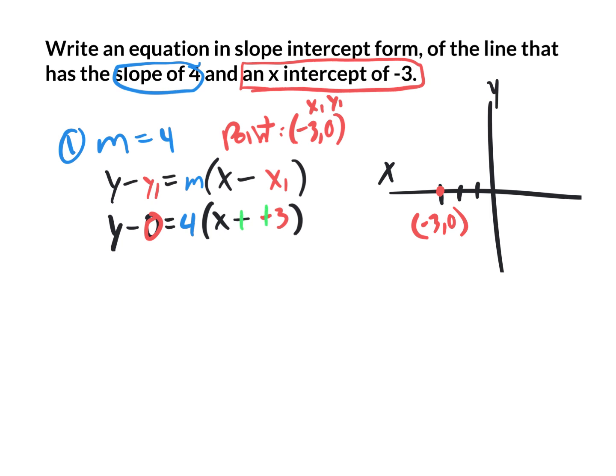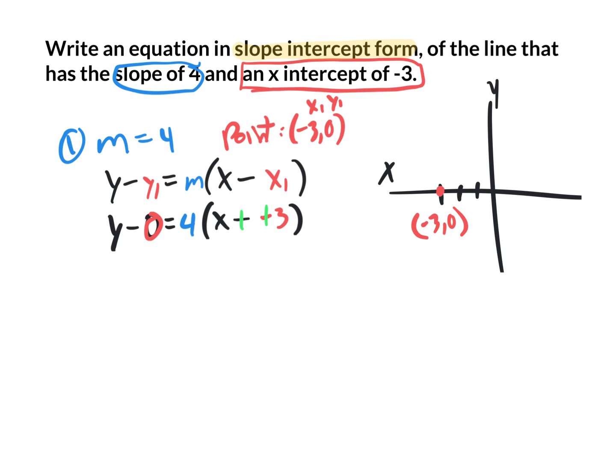What form do they want it in? Do they want it in point slope? If they said point slope, then that would be it. You'd be done. And some questions will be right in point slope. Right here, I asked for slope intercept. So I don't want parentheses. I want y by itself. I want y equals mx plus b.